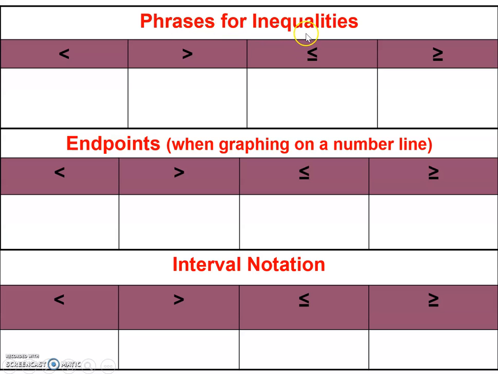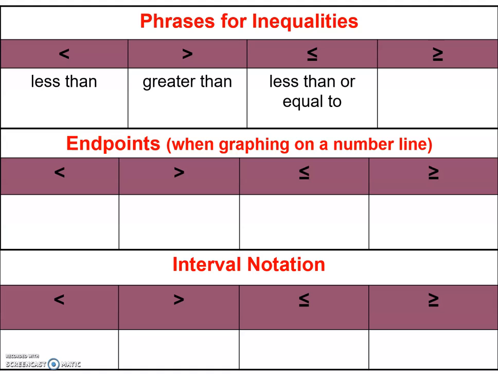So first up here, phrases for inequalities. That first one means less than, second one means greater than. This one means less than or equal to. You have this little line underneath here that represents or equal to. And then this one is greater than or equal to.